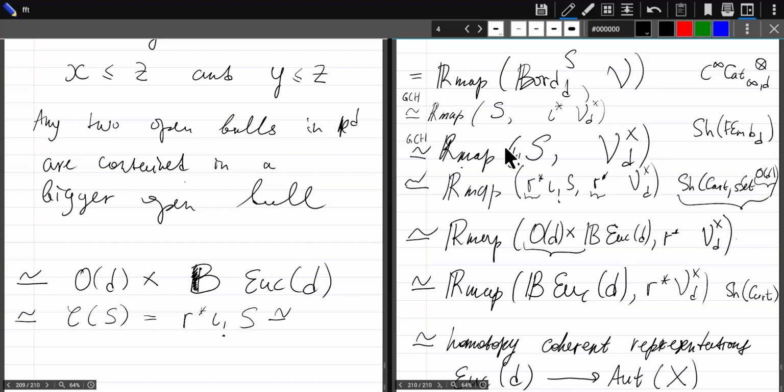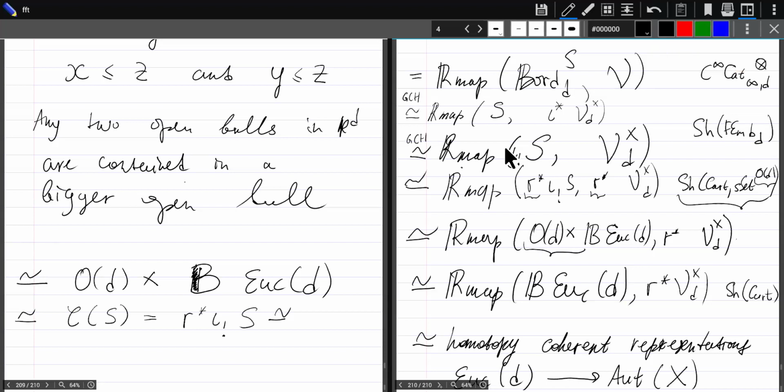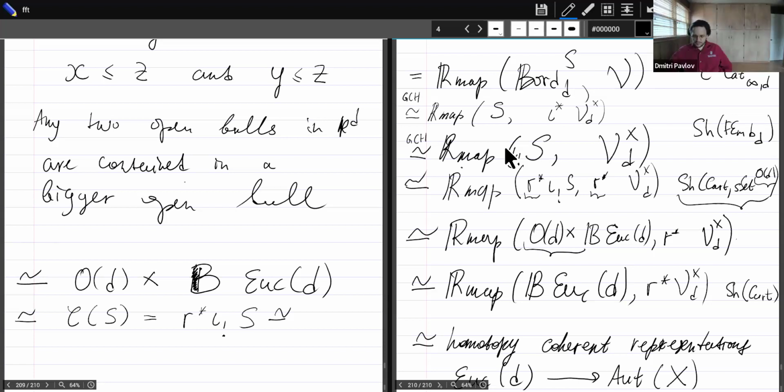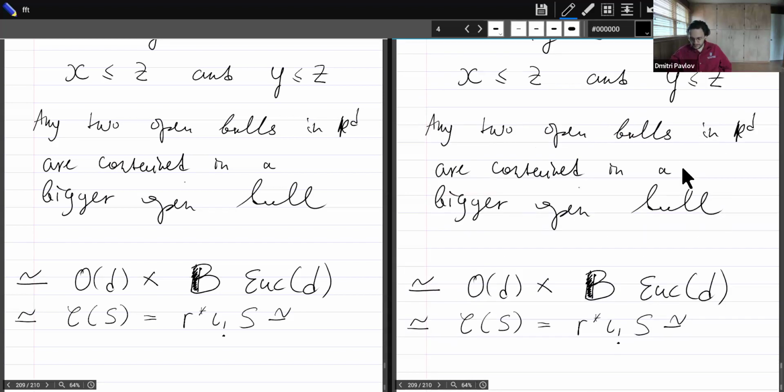Another question. I forgot what you mean by B of C infinity something? B of C infinity. Let's see, where is B of C infinity above?